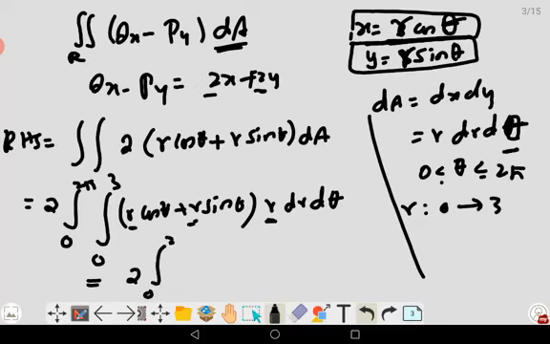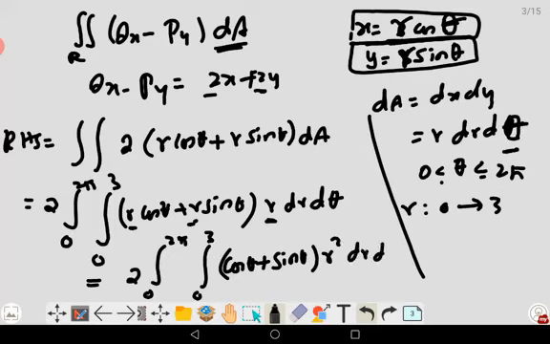Integral 0 to 2 pi, integral 0 to 3, cosine theta plus sin theta. R is outside. Now r square dr d theta. Now they can be integrated iteratively. So integrate r with respect to r, you get r cube by 3.